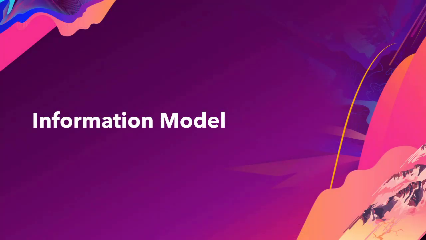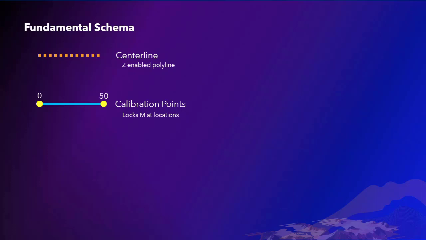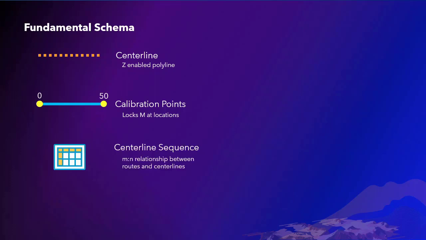So let's discuss the information model for pipeline referencing. There are a few feature classes and tables that make up the minimum schema required by pipeline referencing. That includes the centerline feature class, which is just a Z-enabled polyline that provides the geometry for linear referenced features. Calibration points are a point feature class with specific measure values at the location of each point. Those measures are used to support the interpolation of measures along all linear referenced routes. The centerline sequence table connects the centerline geometry with the calibration point measures to create routes. And those routes are simply Z and M enabled features. Each route has a unique identifier in order to ensure the correct centerline geometry and calibration point measures are applied.